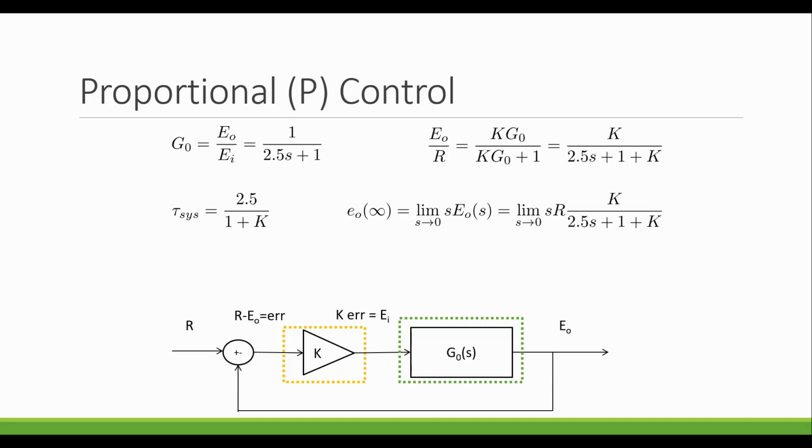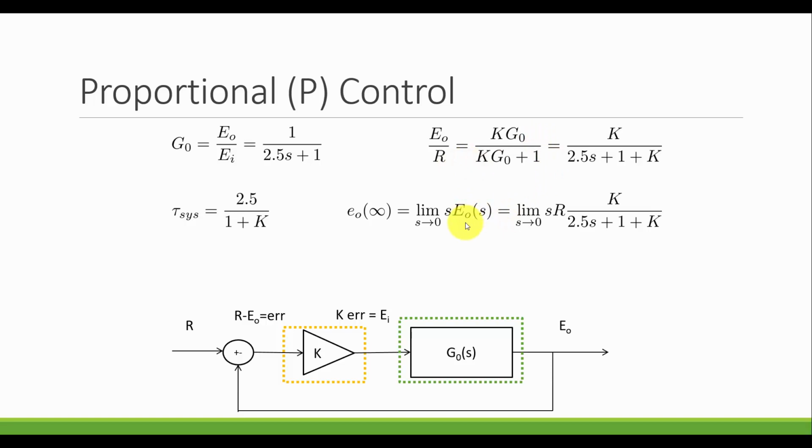But we want the final value theorem on E naught because we want to know what the output voltage looks like as time goes to infinity. So I'm not doing the final value theorem on the closed loop transfer function itself. I do need to multiply by R so that I have E naught just by itself. So I took this equation and I multiplied the left side and right side by R.